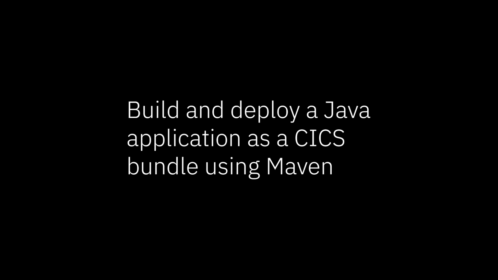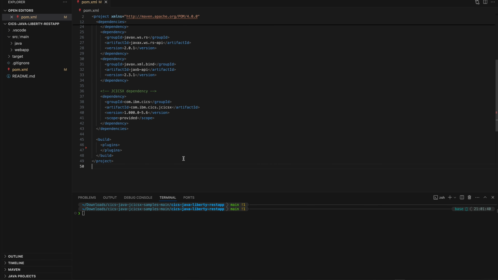Hi. In this video, we're going to take an existing Java application that's built with Maven, then wrap it in a CICS bundle, and we're going to build that, and we're going to deploy it to CICS as well to show how that's done.